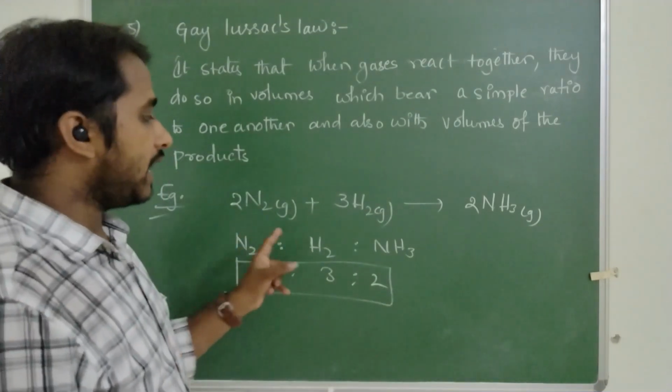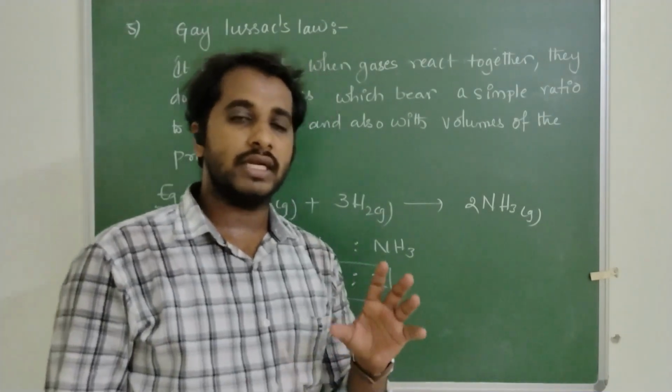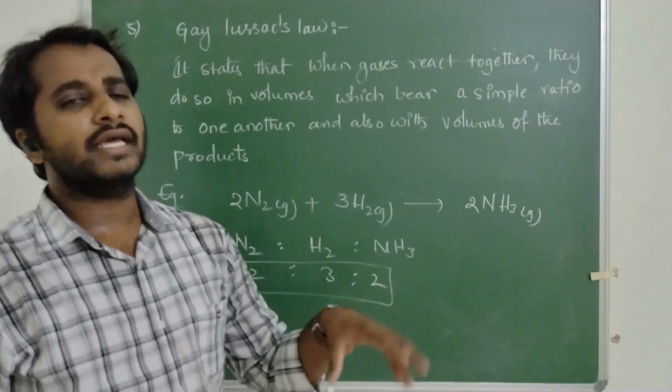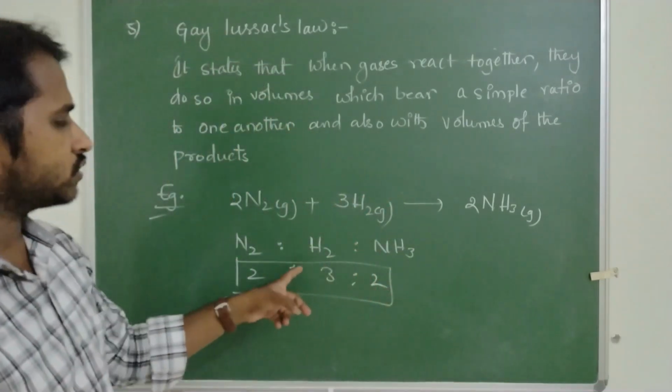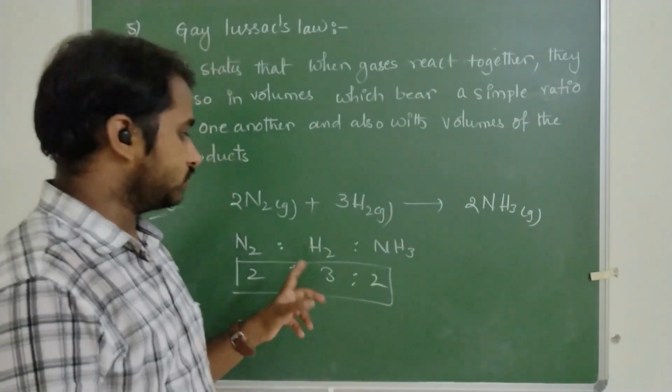Wherever hydrogen and nitrogen combine, they always form ammonia in this fixed ratio, 1 is to 3 is to 2.